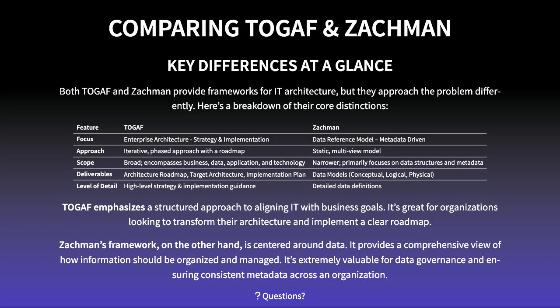Let's talk about how TOGAF and Zachman differ. Essentially, TOGAF is like a detailed blueprint for your entire IT strategy. It's all about getting things aligned with the business goals step by step. Think of it as building a house with a clear plan for each stage. Zachman's model, however, is more data-focused. It's like a really comprehensive database schema that describes how everything should be organized and documented. They both have their strengths, and often organizations will use elements from both to create the best architecture solution.